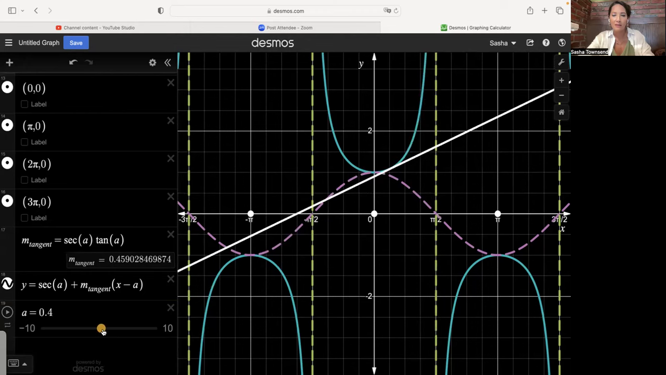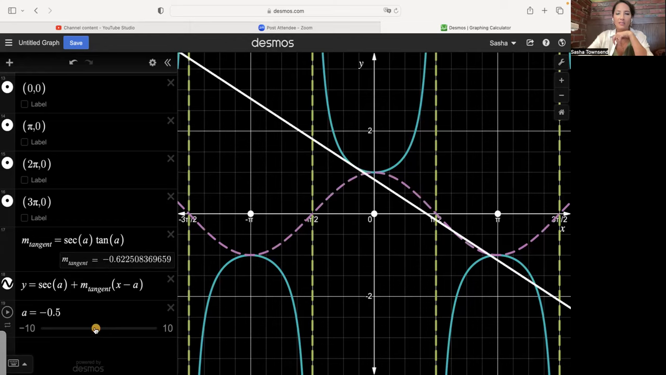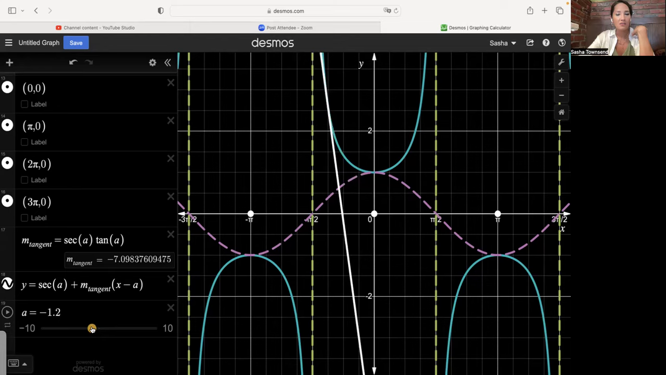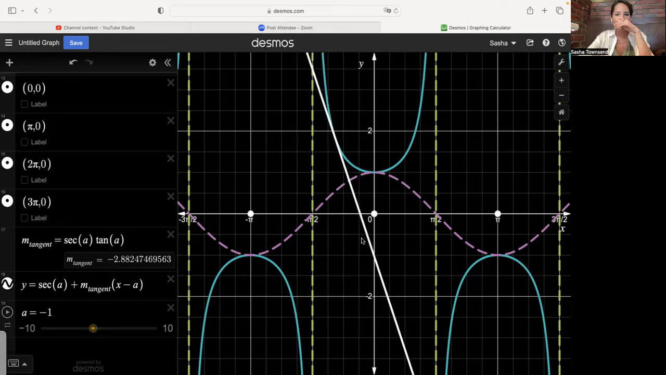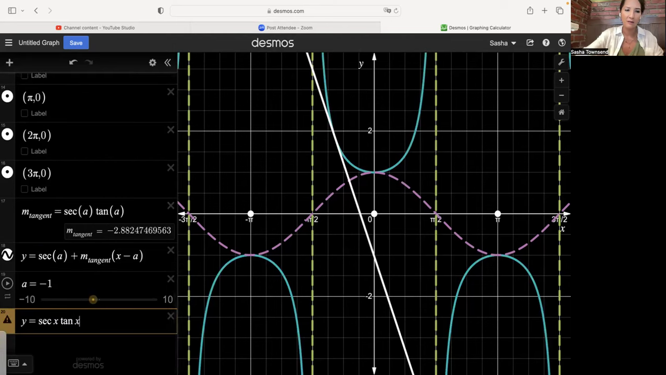Now, as we go from negative pi over 2 to 0, all those tangent lines have negative slope. We know that because as we look at the tangent line from left to right, it's decreasing. But as we get closer to pi over 2, that negative slope gets larger. So what I would expect on this interval between negative pi over 2 and pi over 2 is a function with negative values over here and positive values over here. So let's graph y equals secant of x times tangent of x.